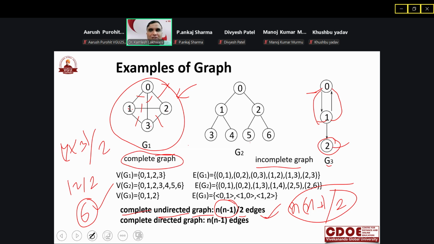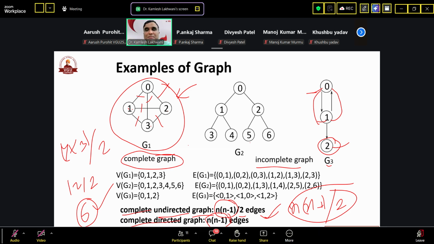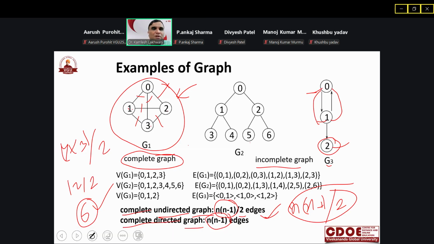Remember, in a complete graph, right? Now, in a complete directed graph, the total number of edges will be n into n minus 1. So what do you mean by a complete directed graph? It means the edges have some direction mentioned on them, right? Now, for example, just try to understand.